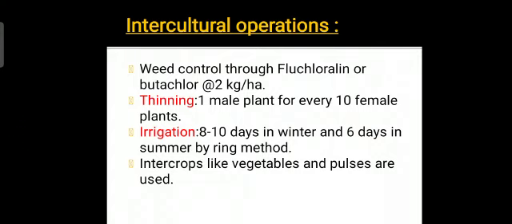Intercultural operations. Weed control is done through chemical herbicides like fluchloralin or butachlor at the rate of 2 kg per hectare. Thinning is done by retaining one male plant for every 10 female plants. Irrigation is done at an interval of 8 to 10 days in winter and 6 days in summer by ring method. Intercrops like vegetables and pulses are usually used.